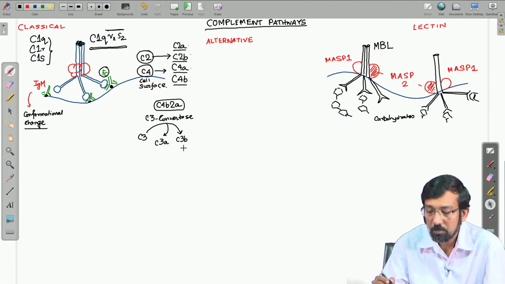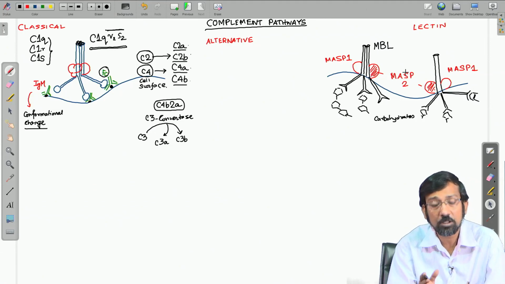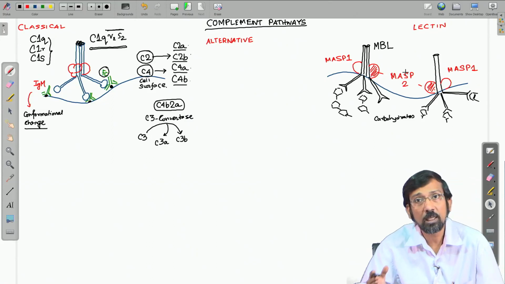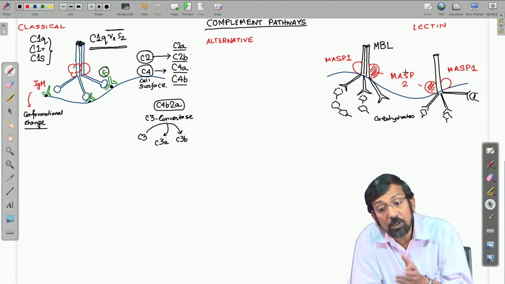So, now let us look into, for the time being we just stop here on the classical pathway. We go to the lectin pathway. We see how the lectin pathway is initiated.